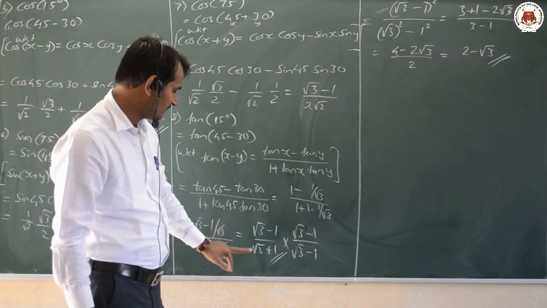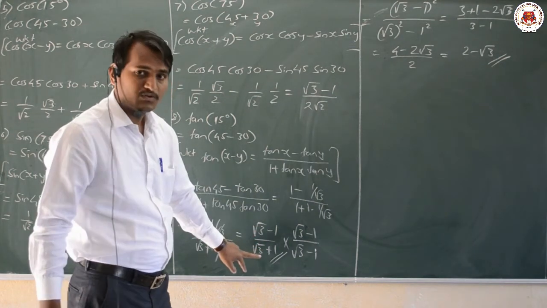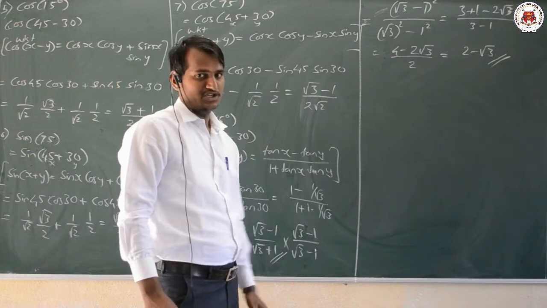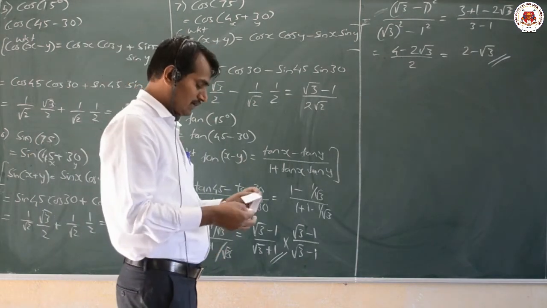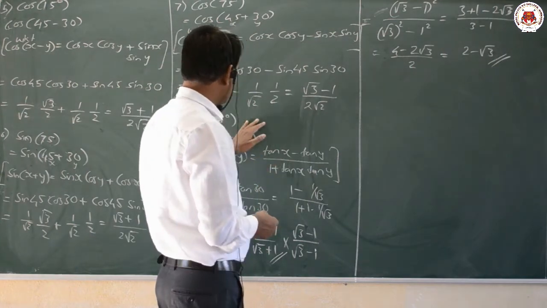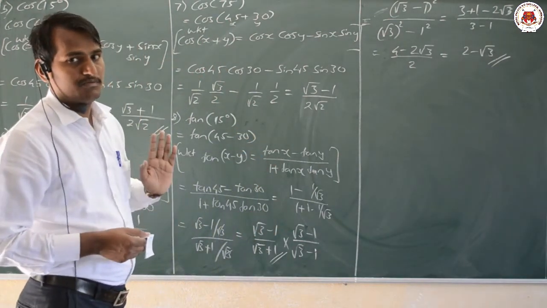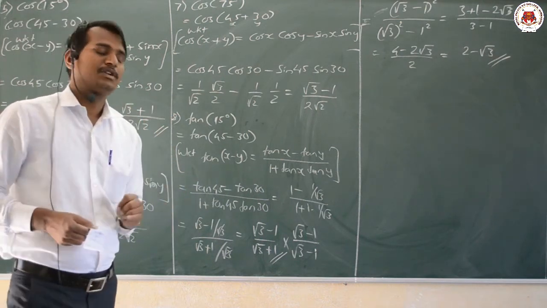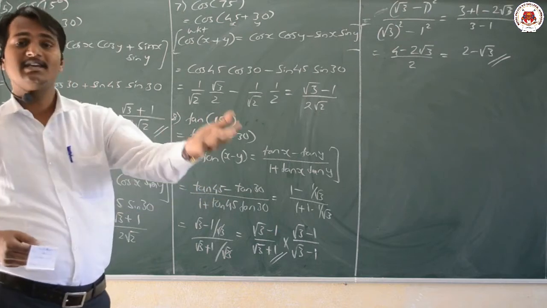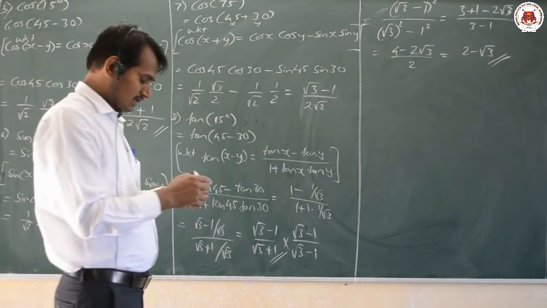Cot 15 means the reciprocal of that, you will get root 3 plus 1 divided by root 3 minus 1, then you can rationalize it. Dear students, it is a very, very simple value. If this question is asked in the examination, it will be asked as a 2 marks problem. It may be sin 15, cos 15, then sin 75, cos 75, tan 15, or else tan 75 also.